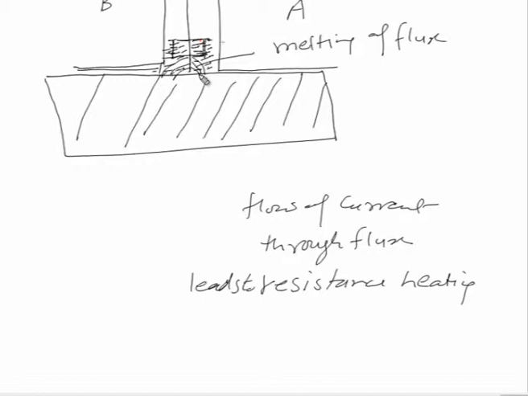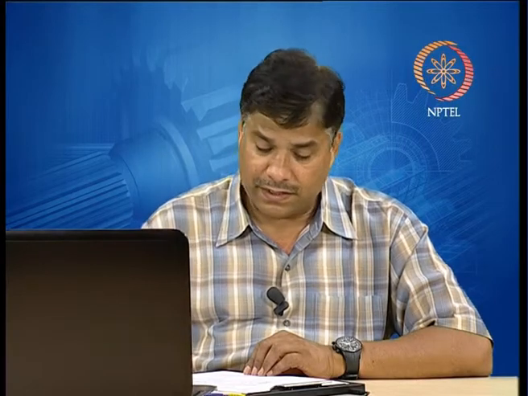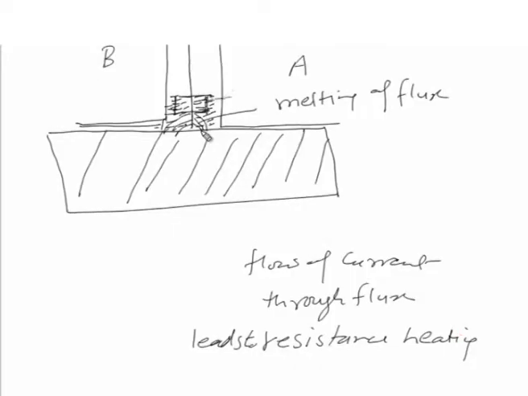So, heat is being generated by the molten flux because of the electrical resistance heating. It transfers the heat to the base material and also causes the melting of the electrode. Heat generated by the flow of current through the molten flux is transferred to the base material. This leads to a little melting of the base material also.